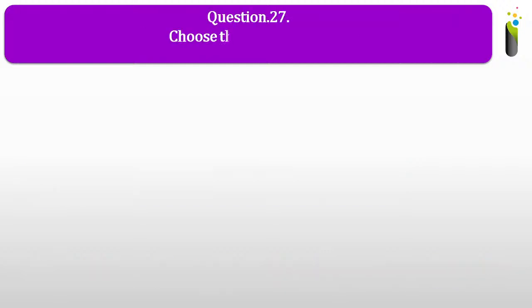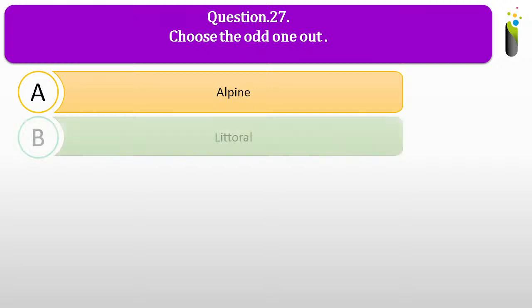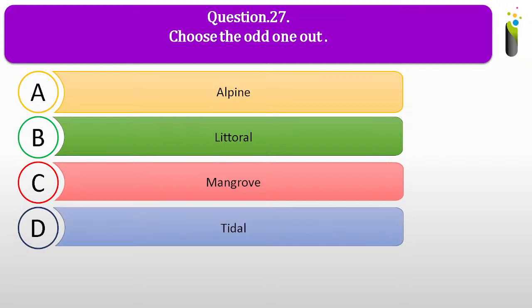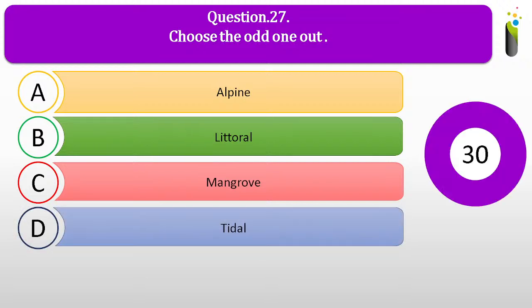Question number 27. Choose the odd one out. And your options are A. Alpine, B. Littoral, C. Mangrove, D. Tidal. And your time starts now. So find out the odd one out.